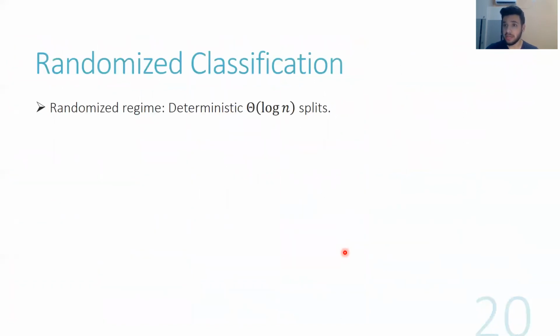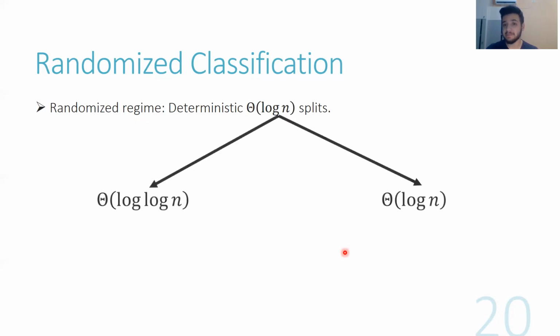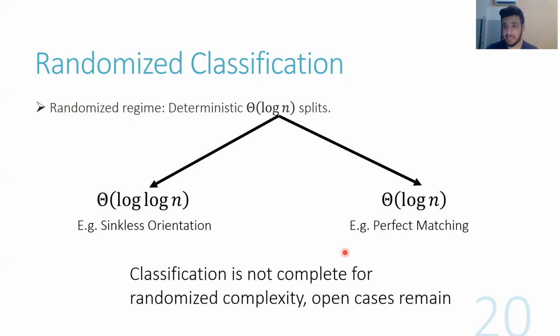So we also, in our work, start exploring the randomized classification of homogeneous binary labeling problems. And what happens there as well, is that deterministic log n splits into theta of log n and into theta of n. Examples include simplest orientation for theta log n and perfect matching for theta n. Although it is not a complete classification, and open cases do remain.